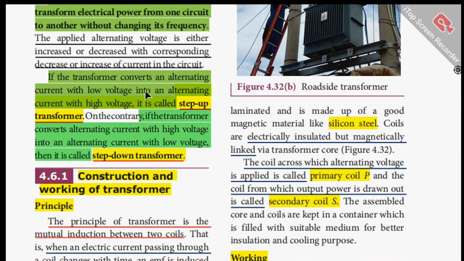If a transformer converts an alternating current with low voltage into an alternating current with high voltage, then it is called a step-up transformer. This is one type of transformer. The other type is a step-down transformer, in which the transformer converts an alternating current with high voltage into an alternating current with low voltage.